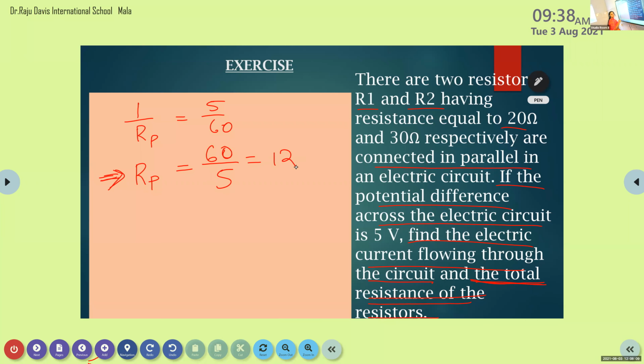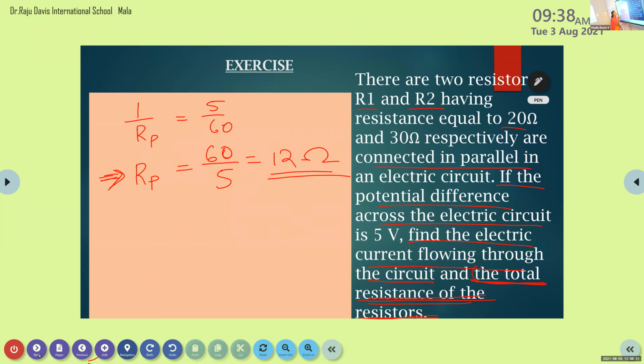What is the SI unit of resistance? Ohm. Yes, ohm. So the answer is 12 ohm. That is the answer of the second question: find the total resistance of the resistors. The total resistance of the resistors is Rp equal to 60 by 5, that is equal to 12 ohm.